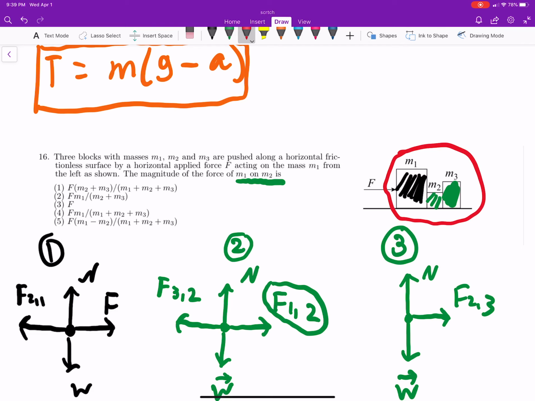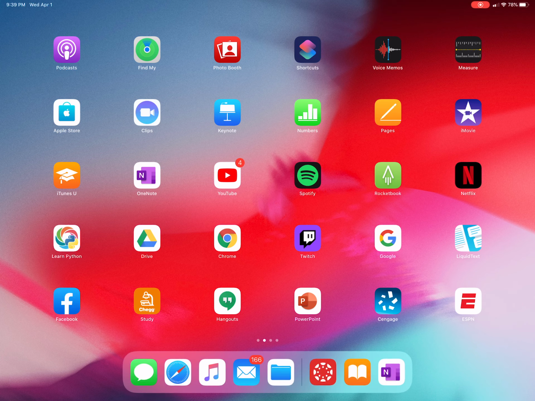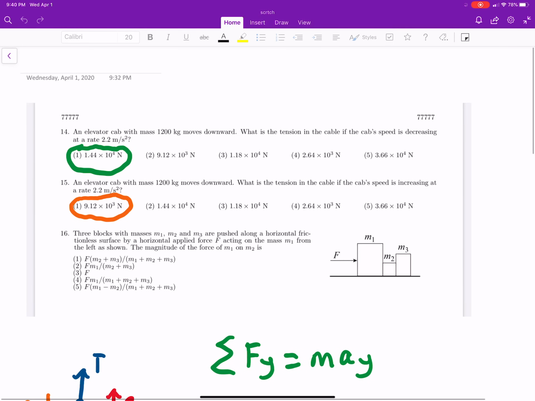Now, let's see if we can work through a few things. First off, let's look at the system. Oh, it just kicked me off. Oh well, we'll get back on. Okay.